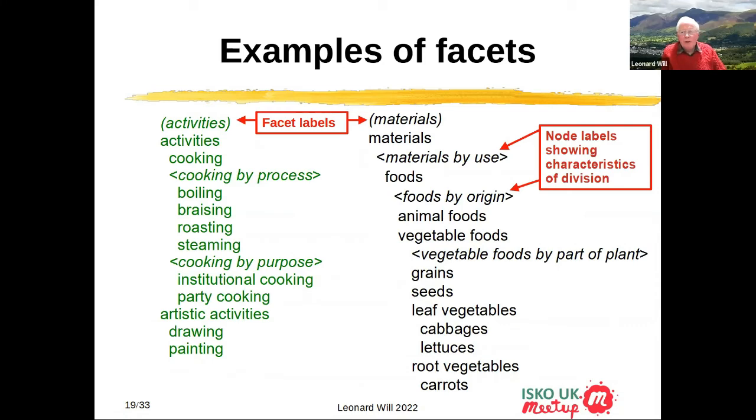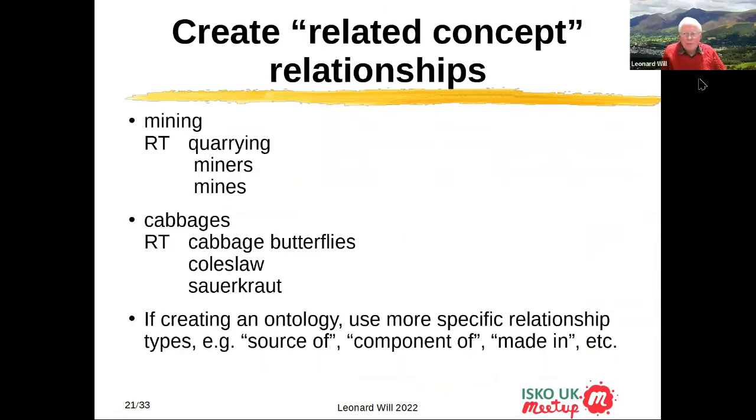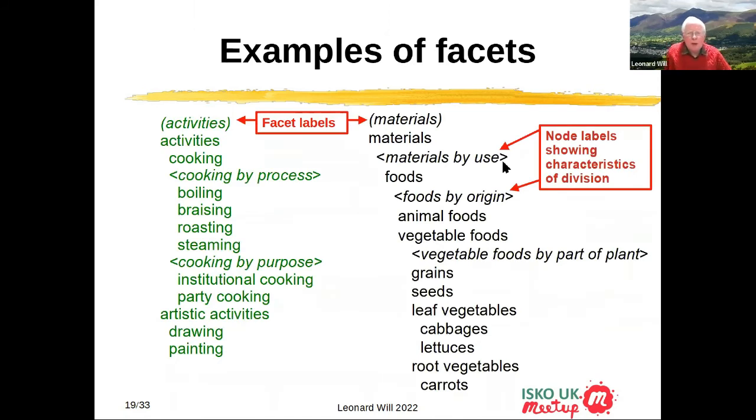When we've got these things grouped in this way, we can create more relationships. Sorry, we'll go back. Went on one too far. This is another example of facets of that kind. An activities facet with its facet label and its node label showing characteristics of division. And these can be created at various levels, so you can go down as far as you need to.